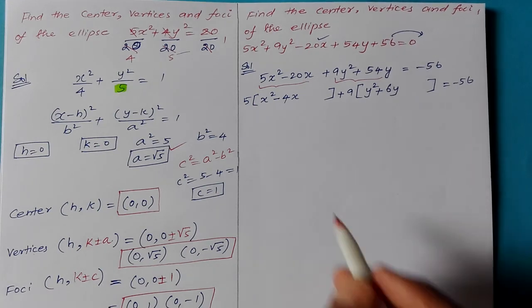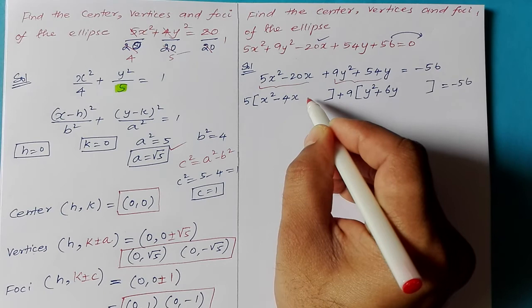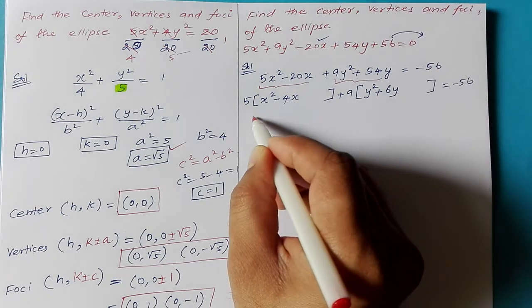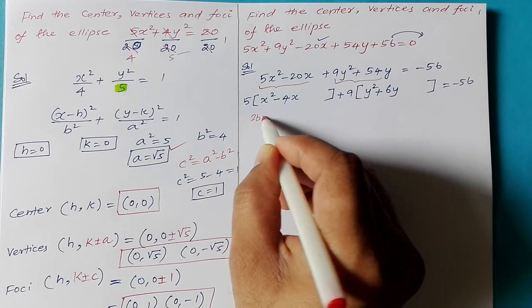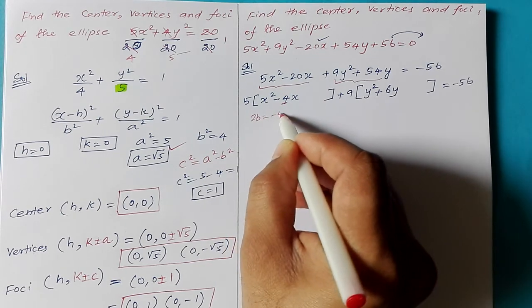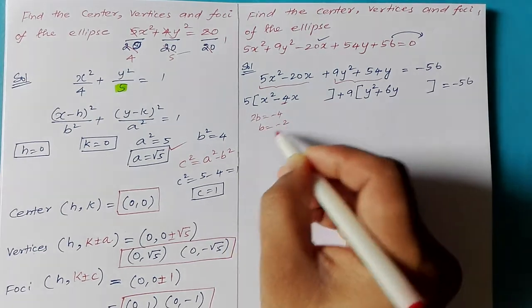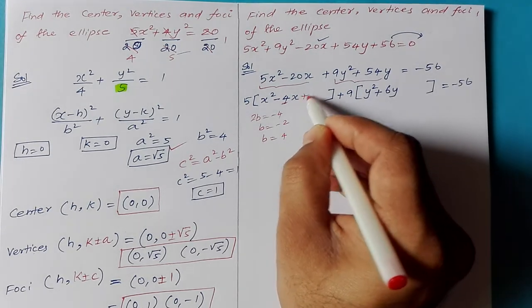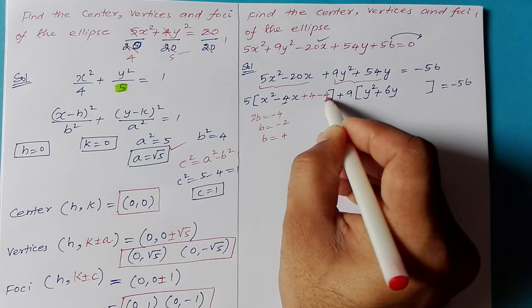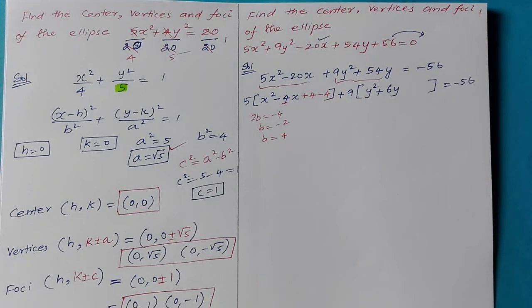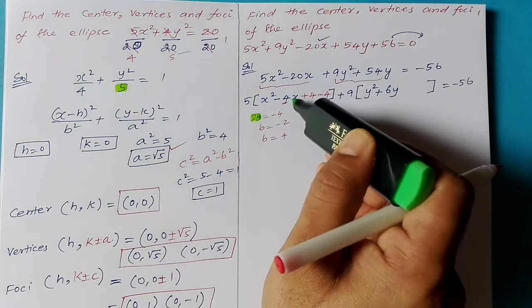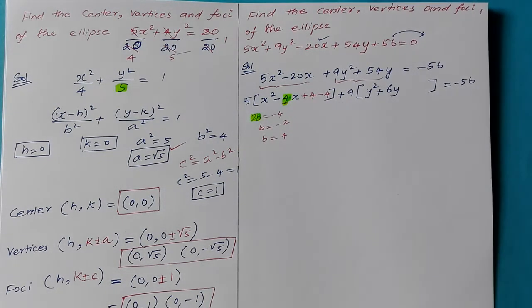What is the completing square here? To calculate this one, 2b is equal to minus 4, so b is equal to minus 2, and b square is equal to 4. I have to add plus 4, and I have to subtract 4 to balance the equation. 2b is the same for all the problems; just take the coefficient of x.